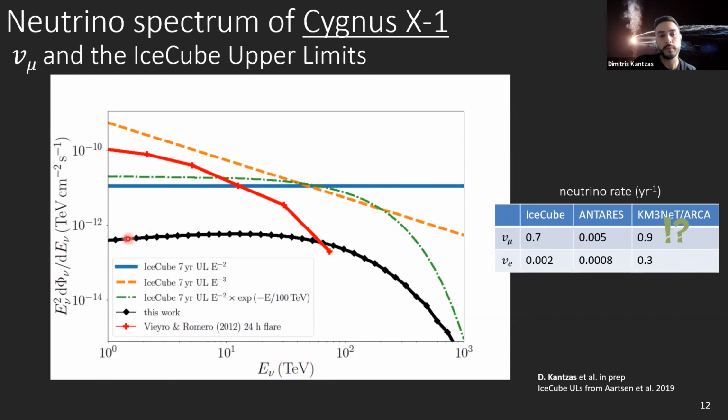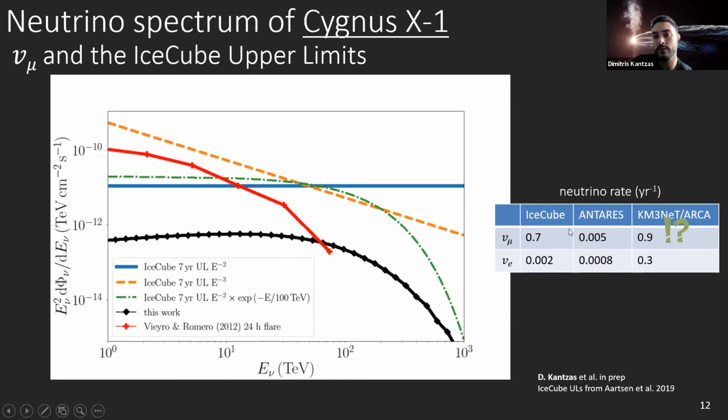And I'm comparing my predicted flux, which you can see here in this black line, to the upper limits of IceCube, which are all these orange, green, blue lines. So the predicted flux remains below the IceCube upper limits. And because I don't really understand anything from this comparison, I wanted to compare the neutrino rate.